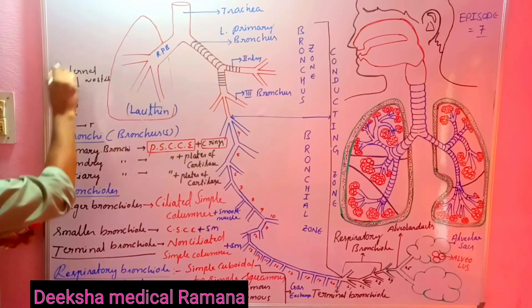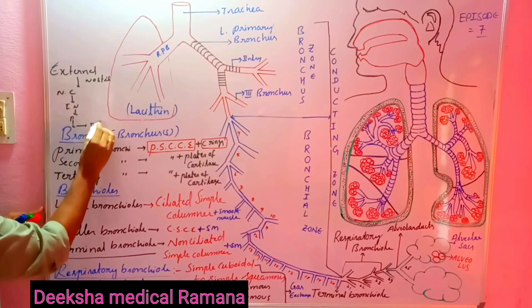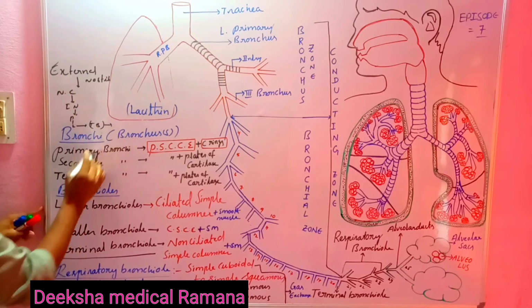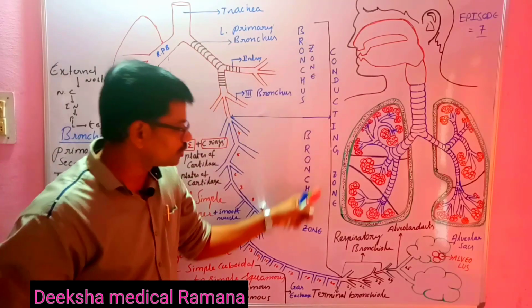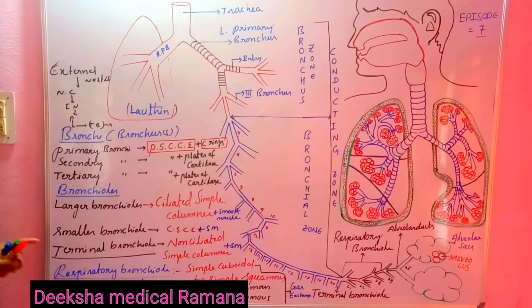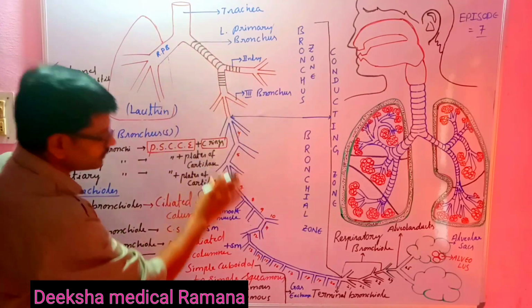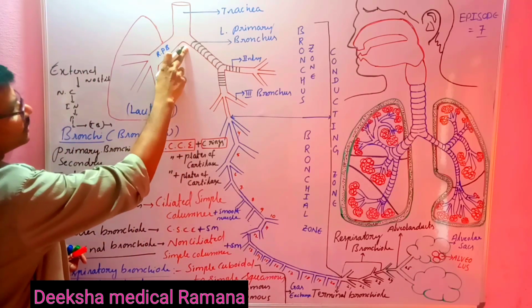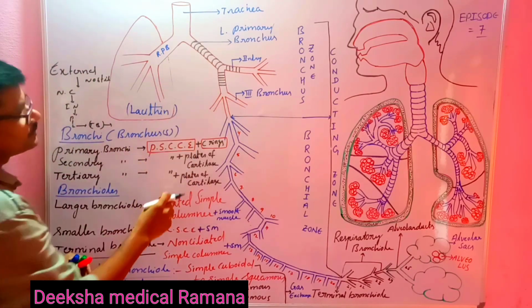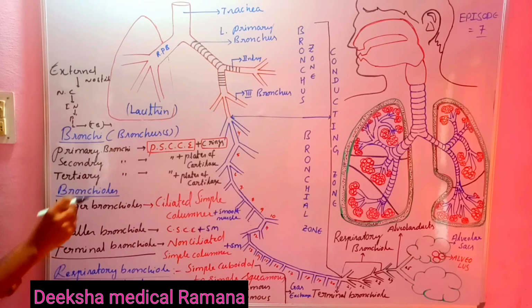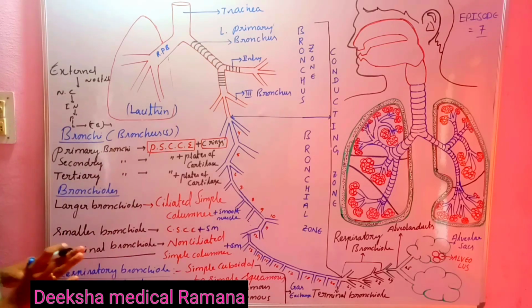So from the external nostrils to the terminal bronchiole, these parts together are called the conducting zone of the respiratory system, because here there is no exchange of gases, because the lining of these tubes is highly thick, it does not allow the gases, right?